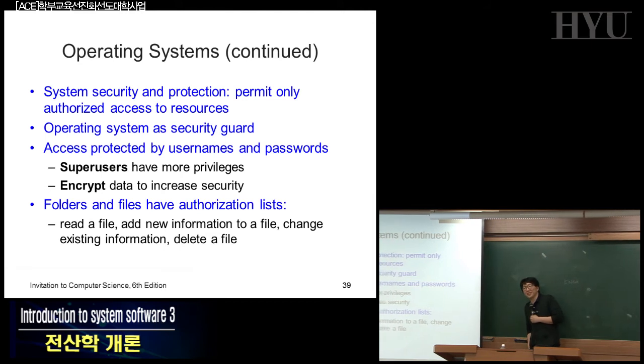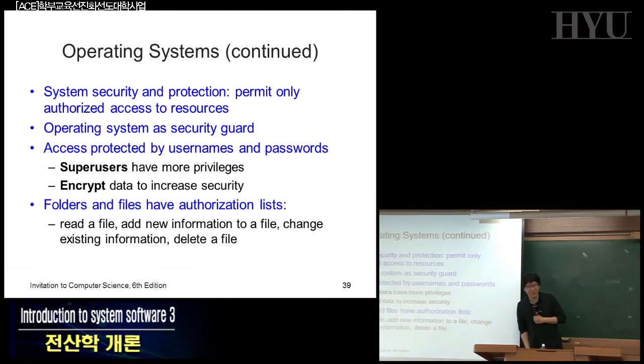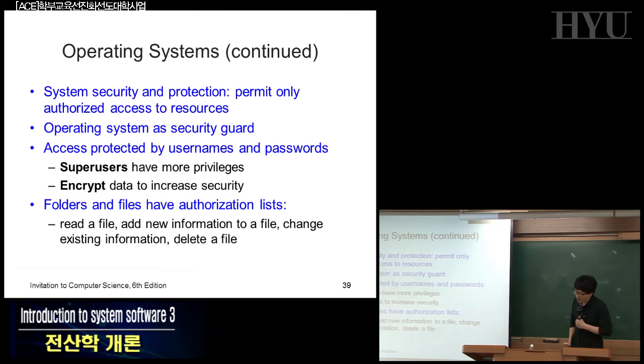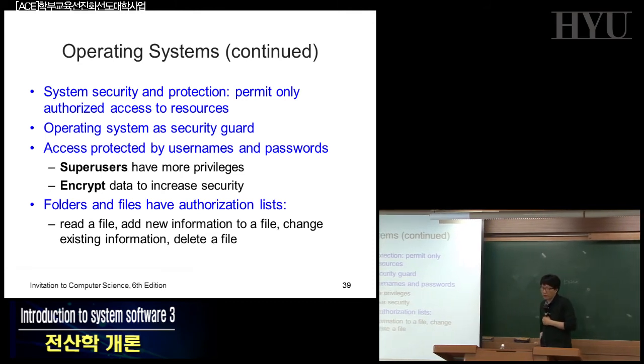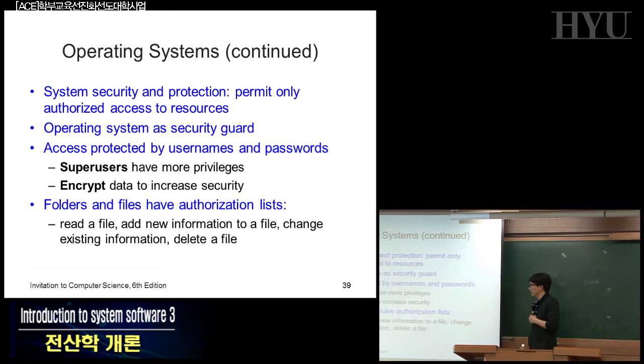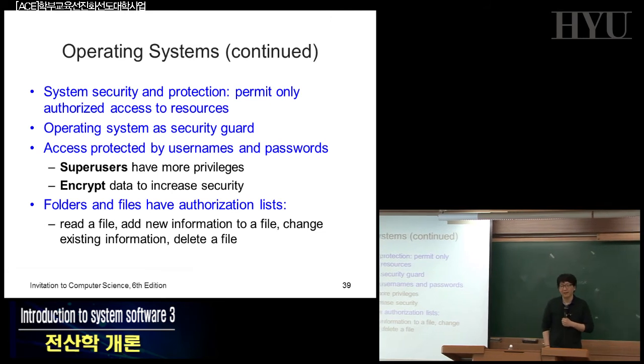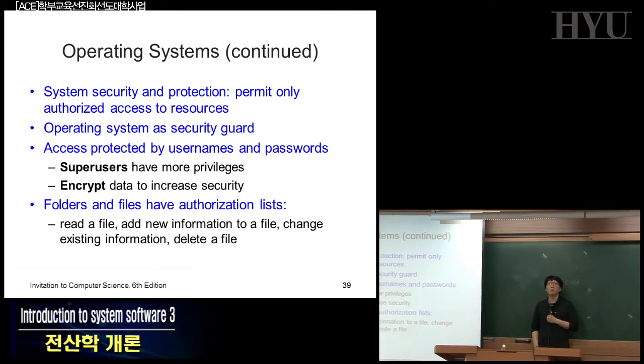So such functionalities must be supported by operating systems too. Folders and files have an authority list. So certain files you can only view, others you can delete, edit, or modify. Each file has different permissions. They call it permissions.